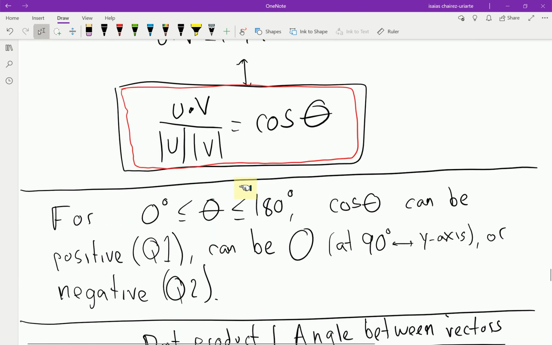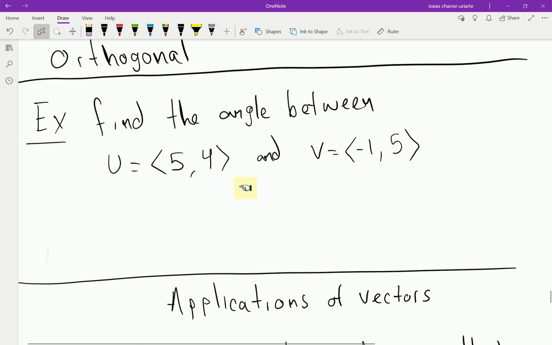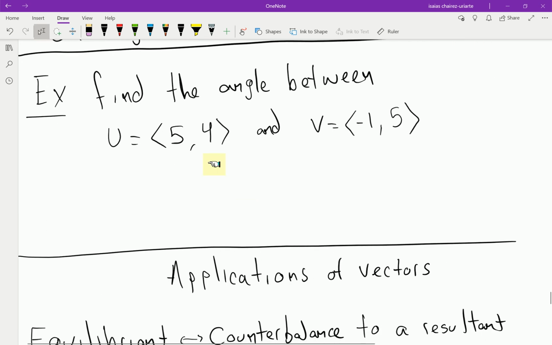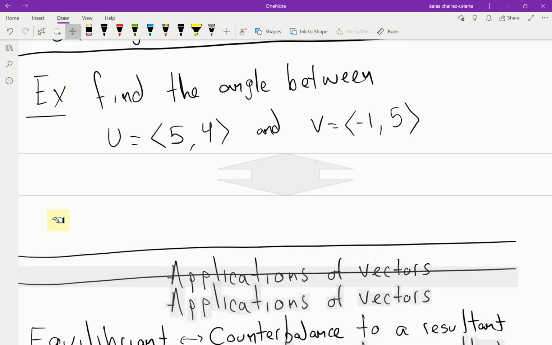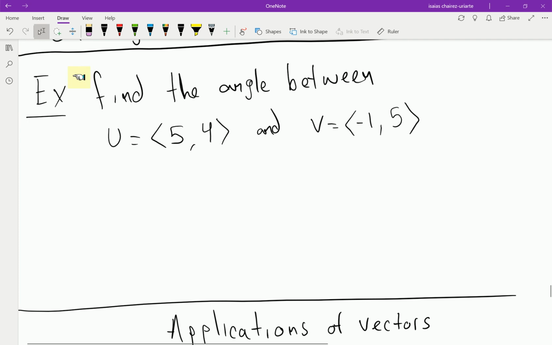Alright, let's get into some exercises here. Let's do this exercise: let's find the angle between U and V. If I was you, I'd pause this video here for, I don't know, 5-10 minutes and see if I can solve this on my own. I want to find what is the angle between U and V, and I'm going to say here in degrees.